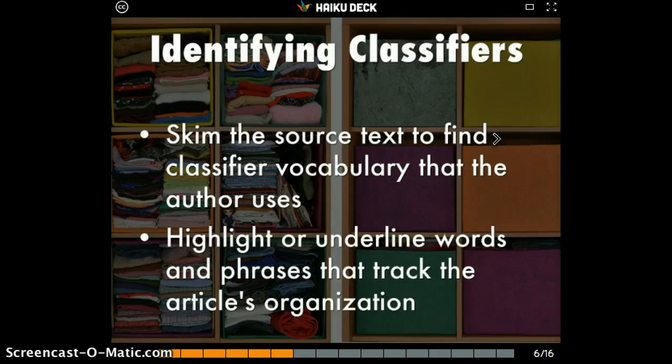Go through your article and try to highlight or underline words and phrases that track the article's organization, but also that clue you in to when the author is giving you an observation or an advantage, or maybe describing a process. Once you've paused the video and done this, feel free to proceed to the next slide.